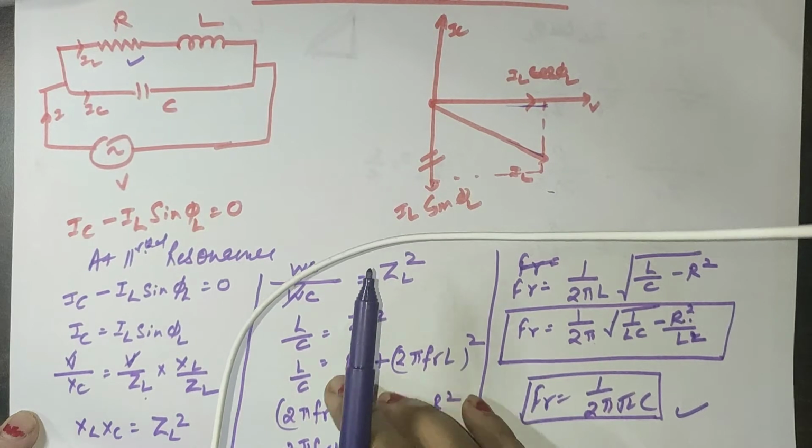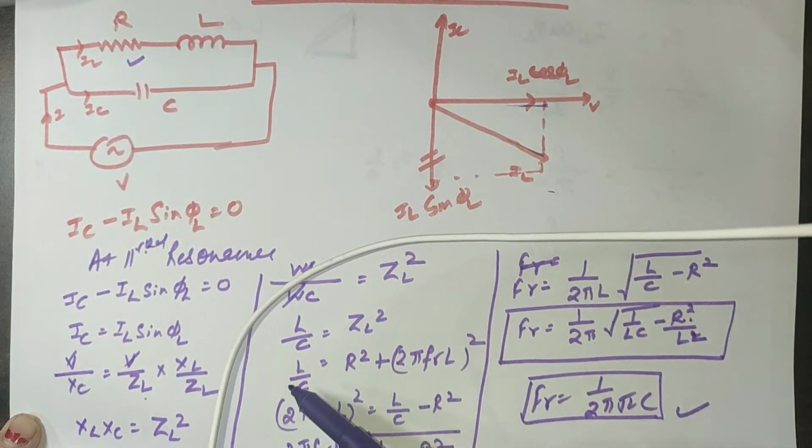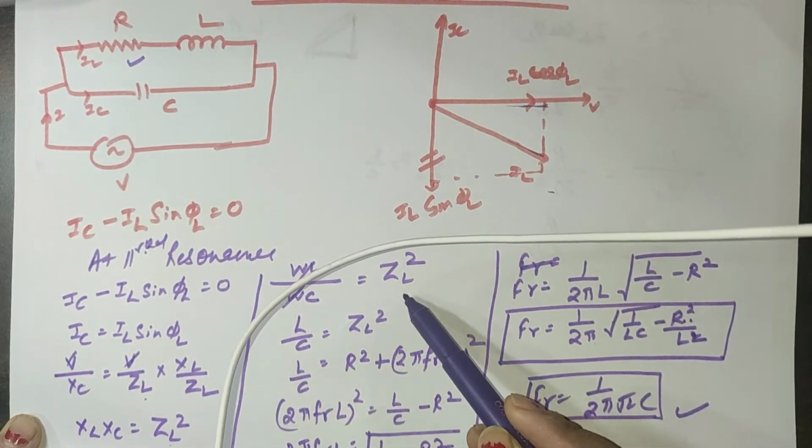Where is that equation? I am not getting that equation this time. XL minus ZL square, this one.